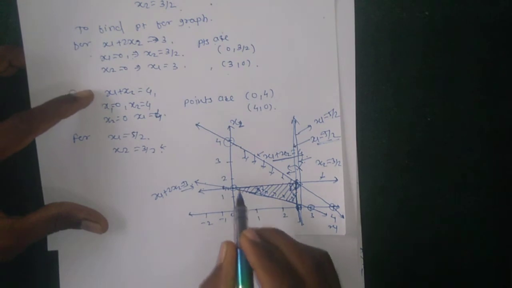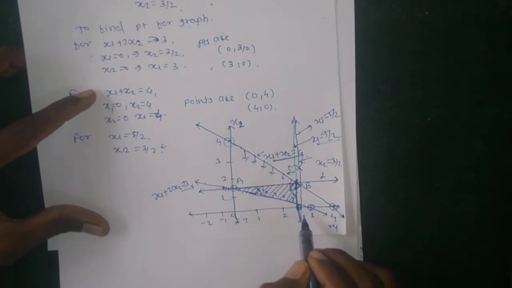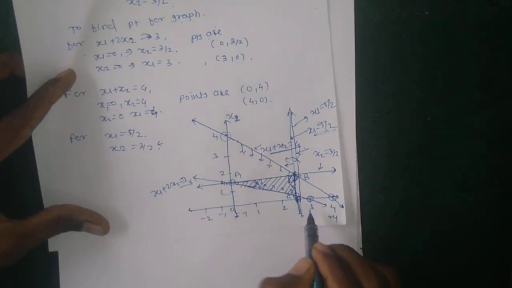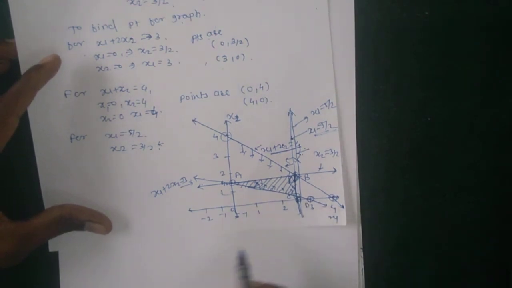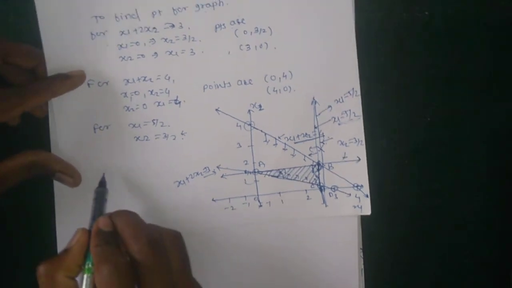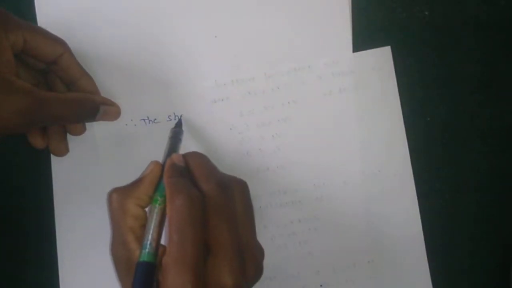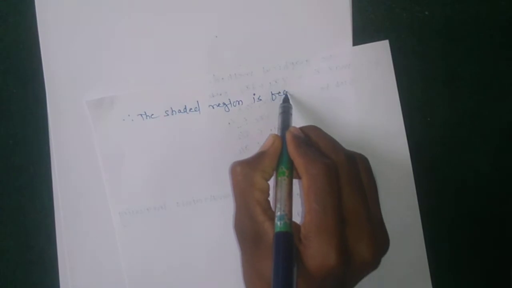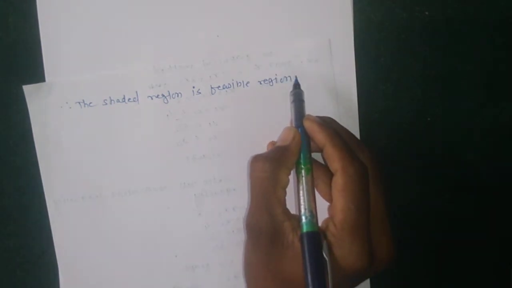So this is O. Suppose this is point A, and this is point B, the intersection of all three lines. Next, here is point C, and this is point D. Therefore, the shaded region is the feasible region.